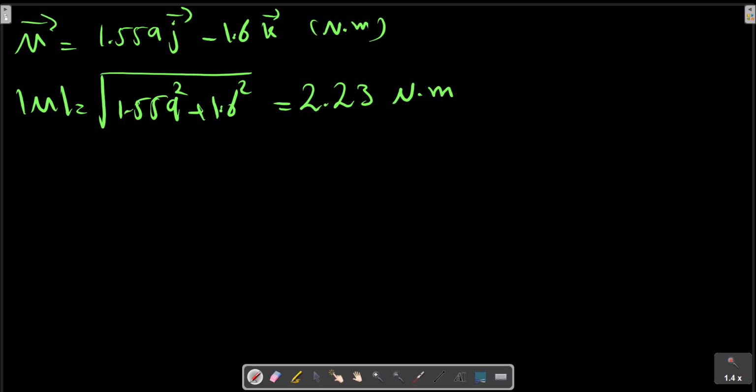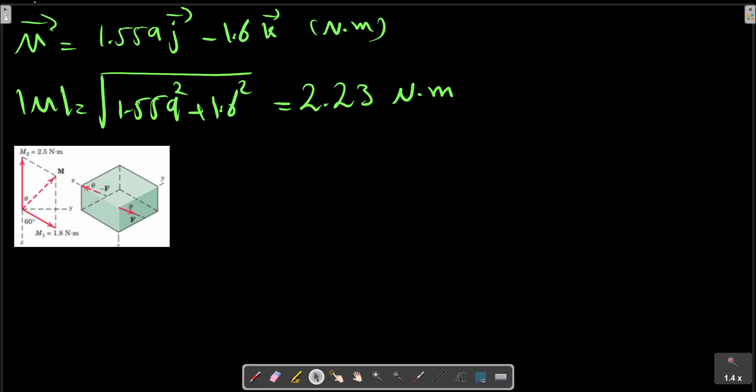The force applied to the block can be shown on this picture, where theta equals tangent inverse My over Mz.